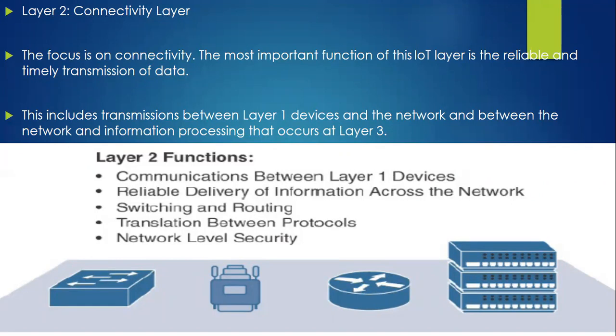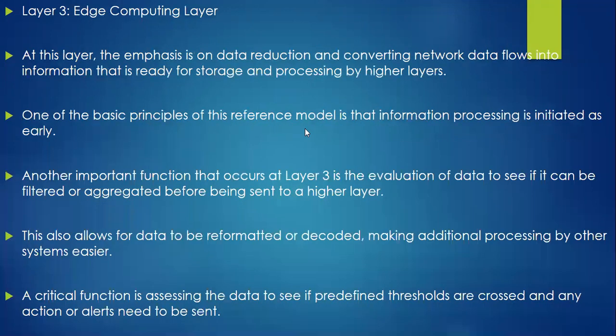It should receive the content from layer 1, process it, and transfer it to layer 3. A few functionalities are mentioned here: communication between layer 1 devices, reliable delivery of information across the network, switching and routing, translation between protocols, then network-level security. These are the main functions performed by your connectivity layer, that is layer number 2. Then layer number 3, the edge computing layer.